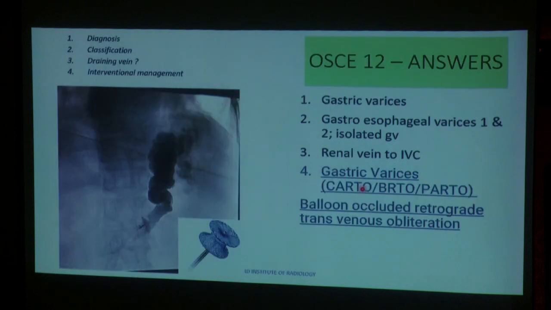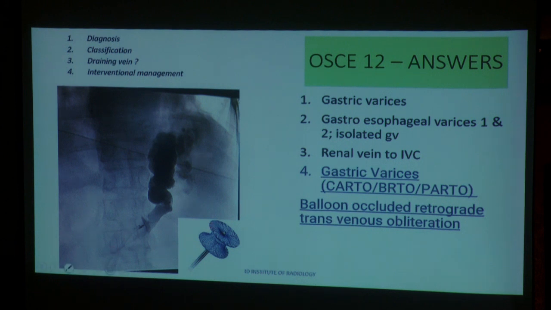And what is the interventional management? It is called BRTO, the older technique, which means balloon occluded retrograde transvenous obliteration. But nowadays it is replaced by CARTO and PARTO. PARTO means plug assisted retrograde transvenous obliteration, and CARTO means coil assisted retrograde transvenous obliteration.